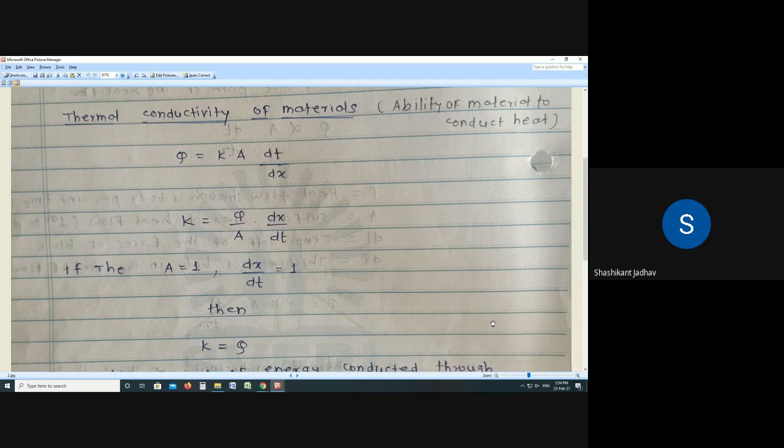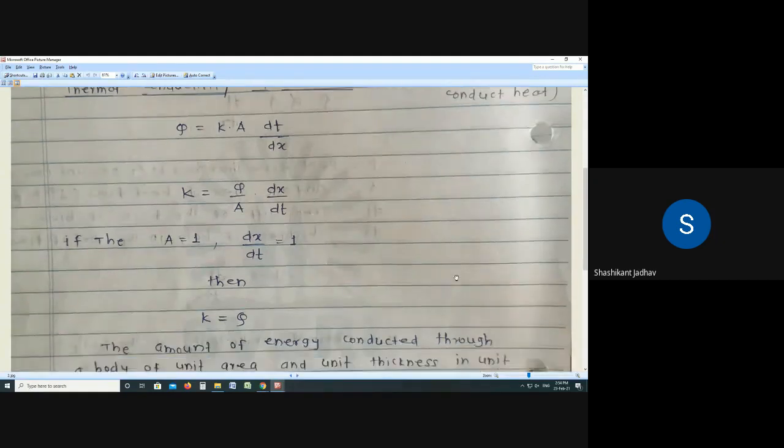So from this equation we have to write the equation for K. What is the equation for K? K is equal to Q by A into dx by dT. Write down, K is equal to Q by A into dx by dT.